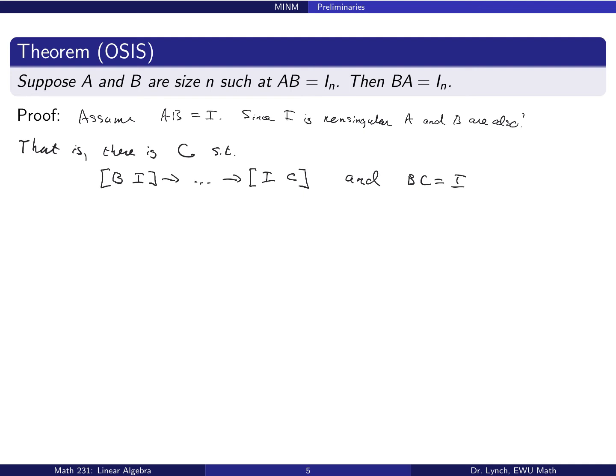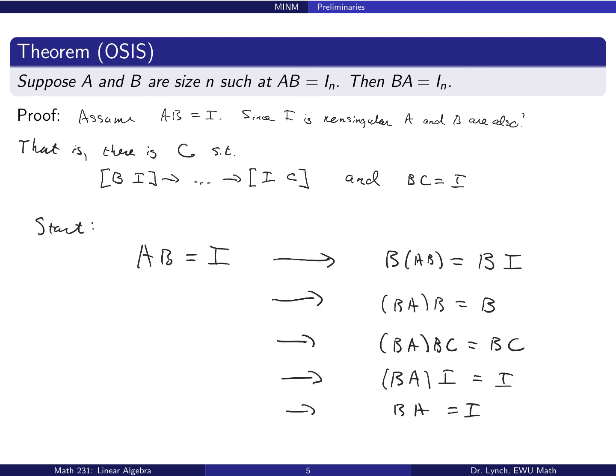Okay, so it's this right inverse of B that's going to allow us to prove that B times A is equal to the identity. So we'll start with B times A, and we'll do a bunch of legal operations and show that we get back the identity matrix. So here's what that looks like. Starting with our assumption that A times B is the identity, we can left multiply by the matrix B and get B times A times B is B times I.